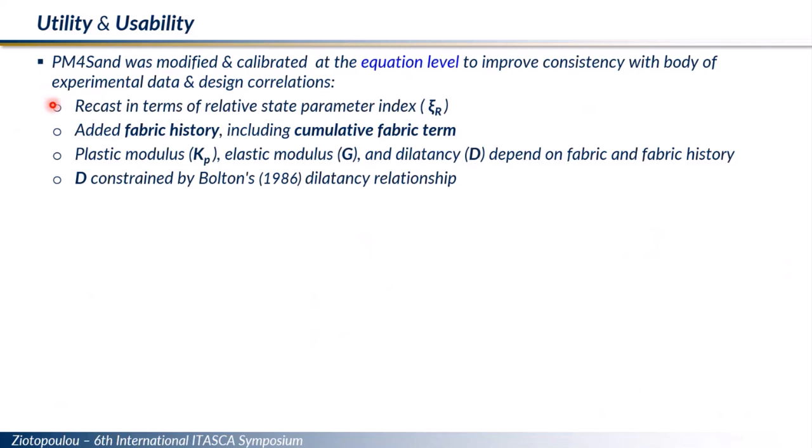And building from the Dafalias and Manzari framework, we cast the models around the relative state parameter. We added beyond the fabric tensor. We can talk about these details later. We added fabric history and a cumulative fabric term, which means that we can track damage. And then all the key parameters in the models are anchored around that. And then we also constrained the dilatancy based on Bolton's relationship, which proves to be really useful for being interested in peak friction angles and residual or critical state friction angles. That has to do a little bit with utility.